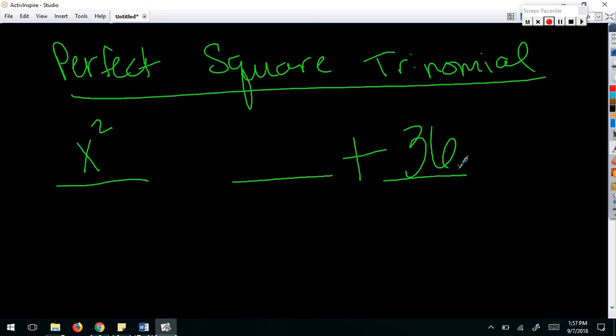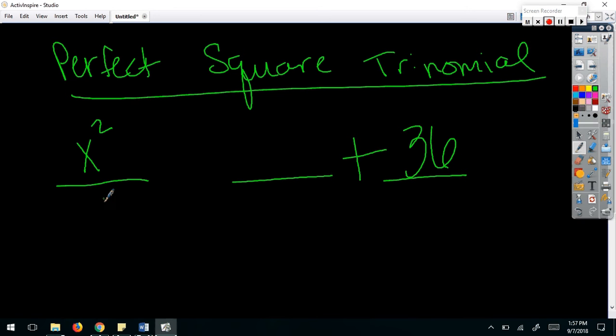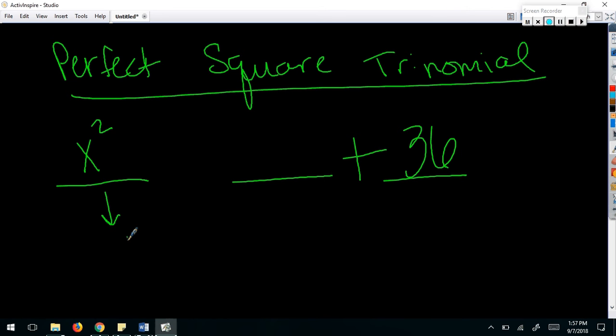And then the hardest part about it is whatever sits in the middle, it has to do what Miss Wilson and I call square dancing. If you take the square root of this one, what do you get? If you take the square root of this one, what do you get? If you multiply those and double it, that has to be what's in the middle. Square, square, multiply and double. If that's not like that, it's not a perfect square trinomial.